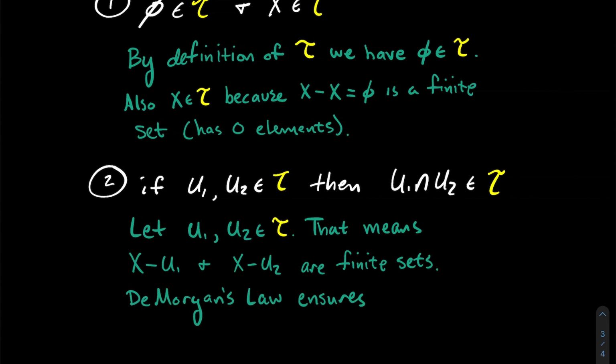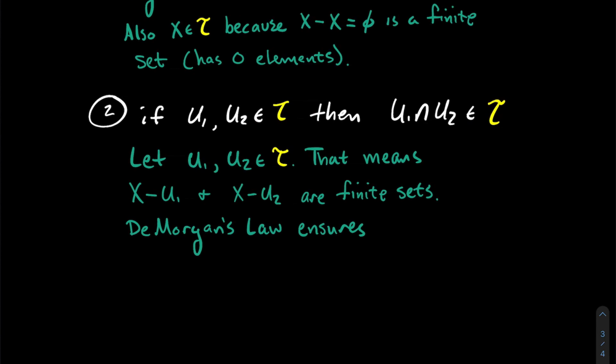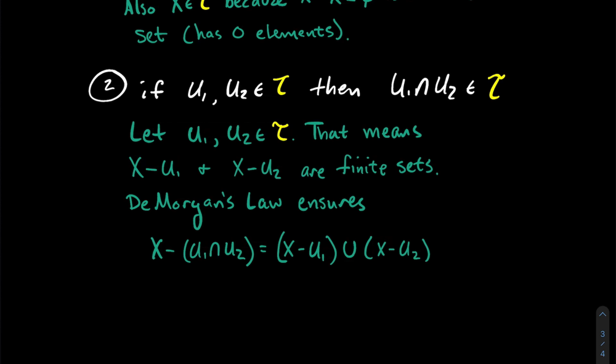Let's think about De Morgan's laws. This is something that you've probably come across in maybe an intro to proofs class. Remember, De Morgan's laws tell you how complements play with intersections and how they play with unions. If I take the complement of U1 intersect U2, that's what I've written for you here. The complement of that is the same thing as the union of the two complements. So that's X minus U1 union X minus U2.